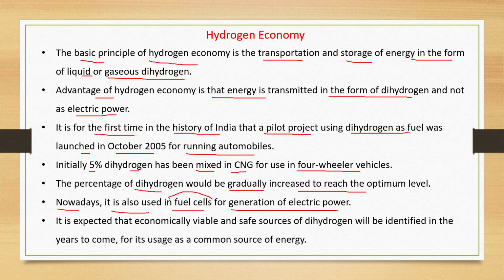Now again, what is this fuel cell? These are galvanic cells in which the combustion energy of fuel is directly converted into electrical energy, and these fuel cells have high efficiency and less pollutant. It is expected that economically viable and safe sources of dihydrogen will be identified in the years to come for its use as a common source of energy. This is about hydrogen as a fuel.